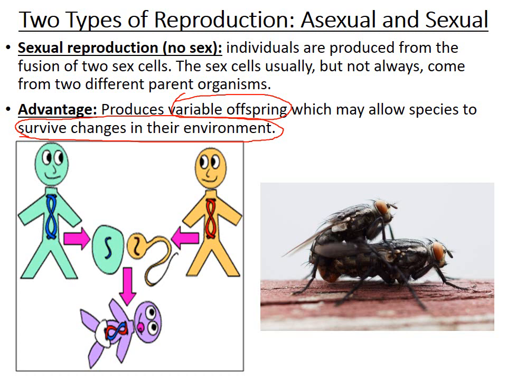So generally, sexual reproduction, shouldn't say no sex, it should say sex over here. Generally, sexual reproduction is more advantageous, especially in those changing environments where diversity can allow the population to survive. Asexual could be advantageous in an environment that's not changing very much, as long as the organisms have adapted to it to begin with.